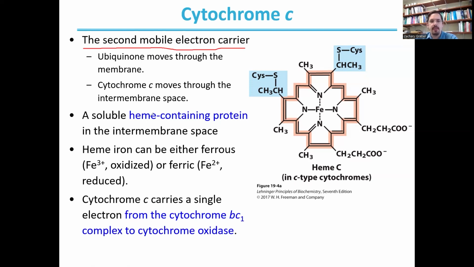So it's now going to be able to move through the fluid of our intermembrane space over to the next protein of our complex. It's a soluble heme-containing protein that has this heme group with our iron, of course, in the center that can accept or donate that single electron as it changes our redox states. Again, as usual, we're switching back and forth between our ferrous or ferric, iron 3 or iron 2 states as we transfer that electron. And our goal then is to carry a single electron from our complex 3 to our cytochrome oxidase, which is complex 4.